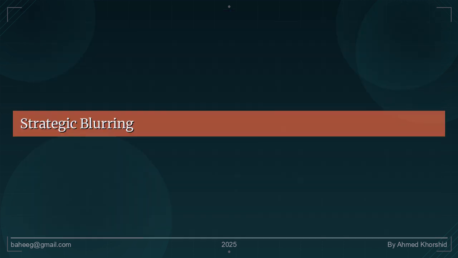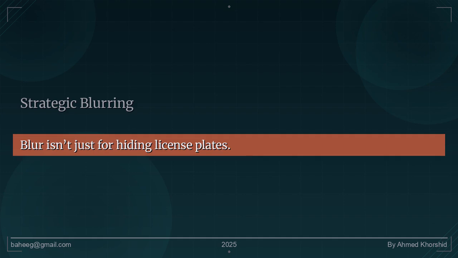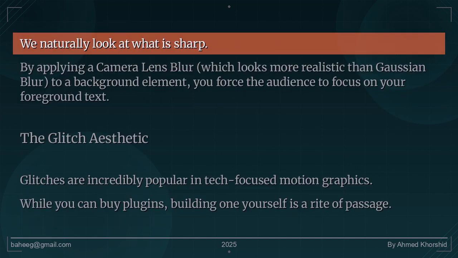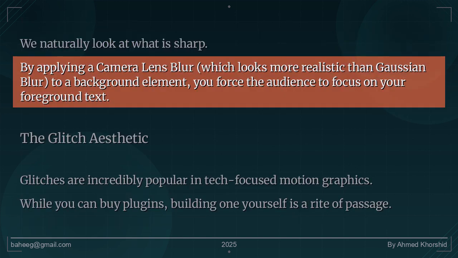Strategic blurring. Blur isn't just for hiding license plates. It is a tool for directing the viewer's eye. We naturally look at what is sharp. By applying a camera lens blur, which looks more realistic than Gaussian blur, to a background element, you force the audience to focus on your foreground text.